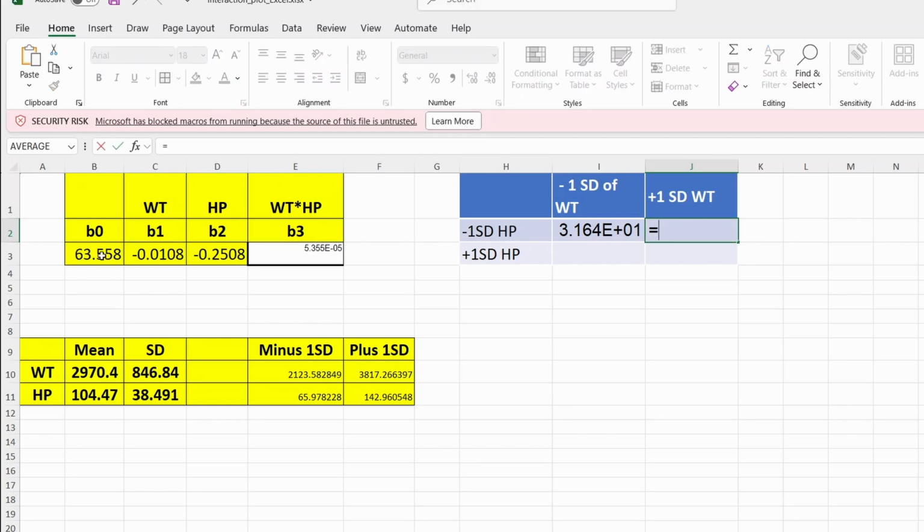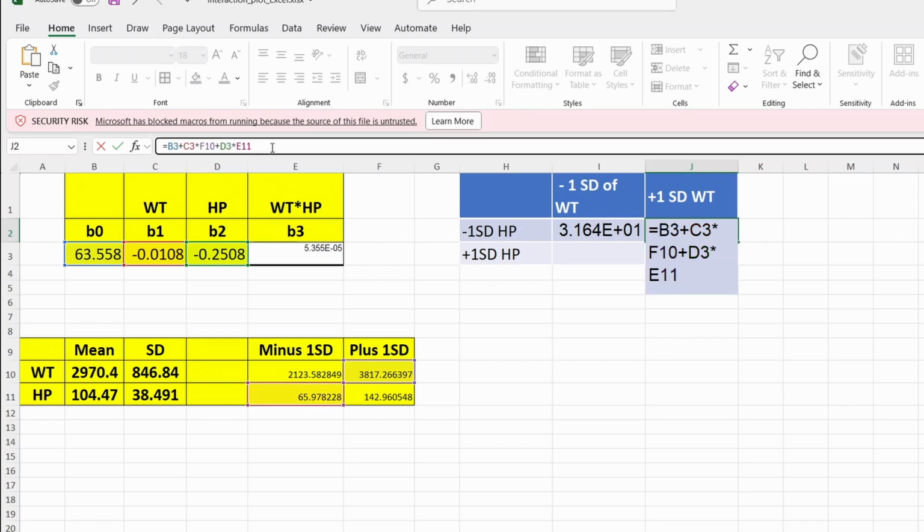Let's just do it one by one. In this one, the horsepower is -1 and the weight is +1. So the weight actually is going to be multiplied by +1, and the horsepower actually is the -1. Yes, and then plus the horsepower -1 times the weight.